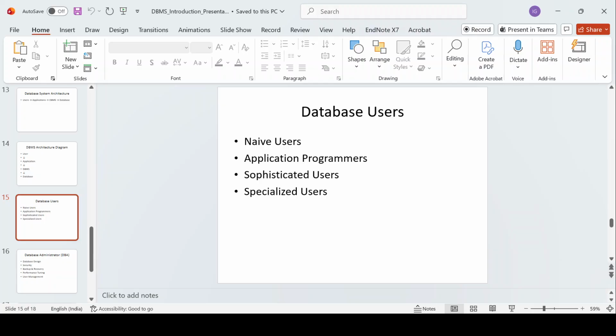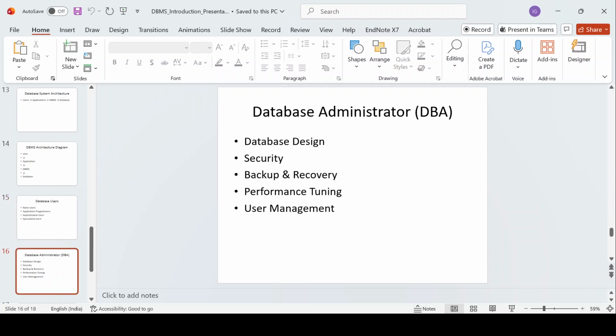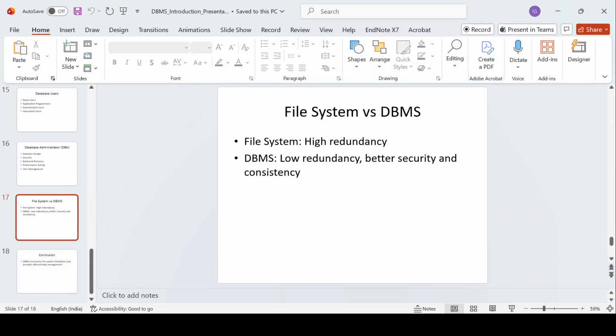So next we see the database user. There are different types of database users. Naive users use applications, programmers develop database applications, sophisticated users perform advanced queries and specialized users create special database applications. So next we see the database administrator. The DBA is responsible for database design, security, backup and recovery, performance tuning and user management. So next we see the file system versus DBMS.